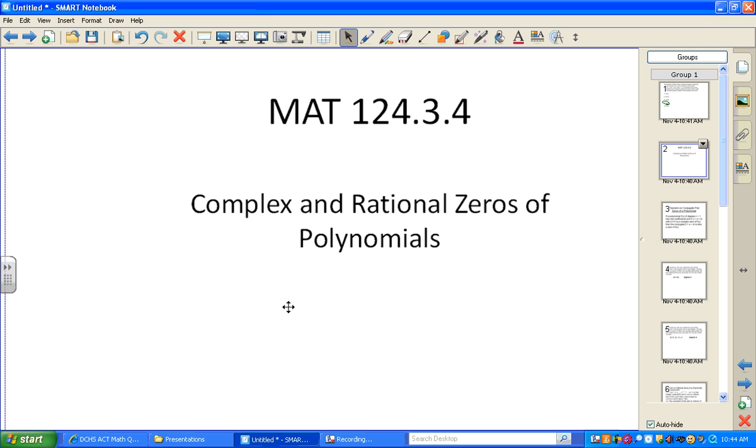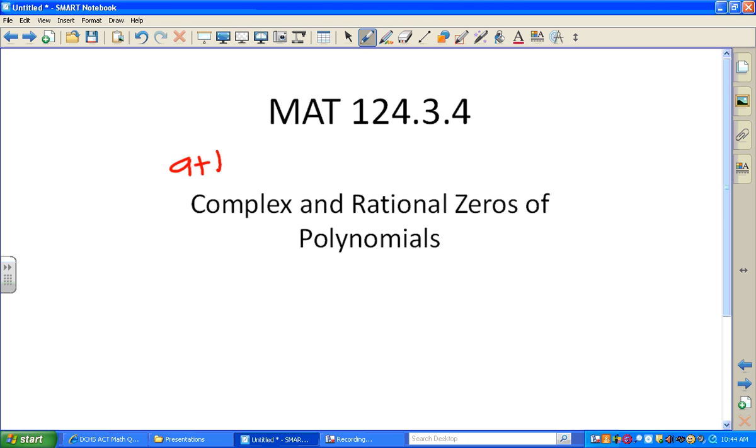Starting today with complex and rational zeros of a polynomial. What is a complex number? A plus bi. That's a complex number. What's a rational number? A over b, where b doesn't equal 0. That's a rational number. Okay?